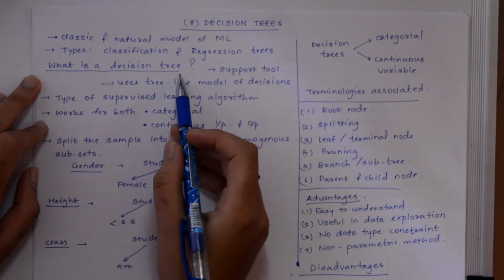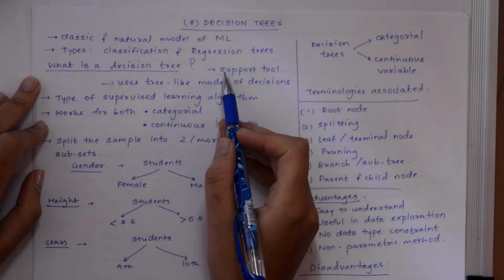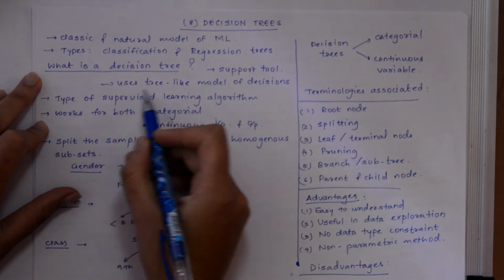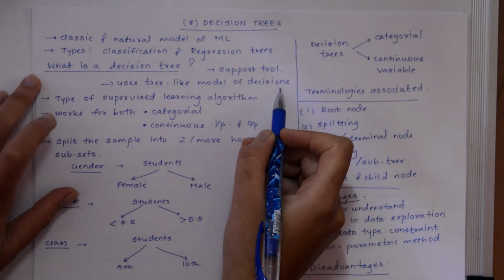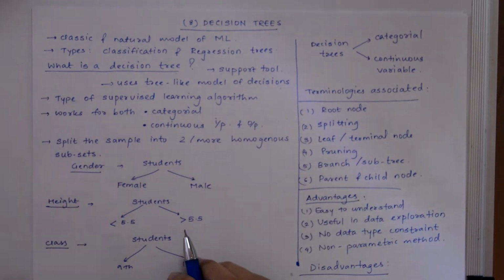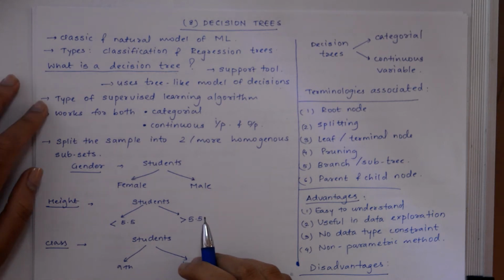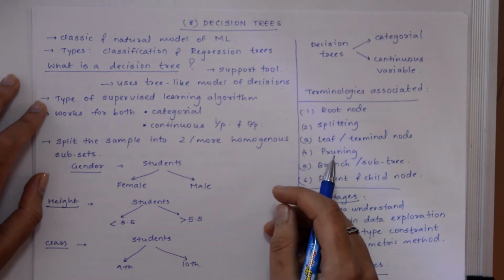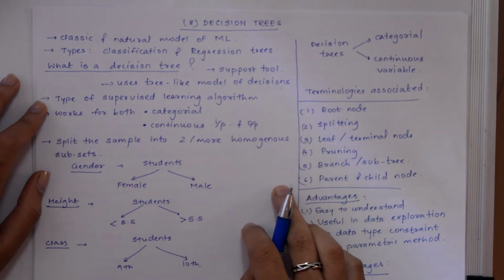So what is a decision tree? It is a support tool that uses a tree-like model of decisions and their possible consequences, including the chance event outcomes or resource cost and utility. These are commonly used in operations research, specifically in decision analysis.